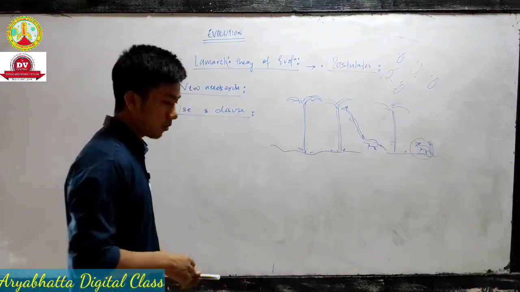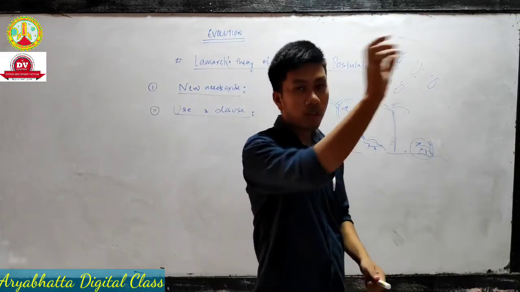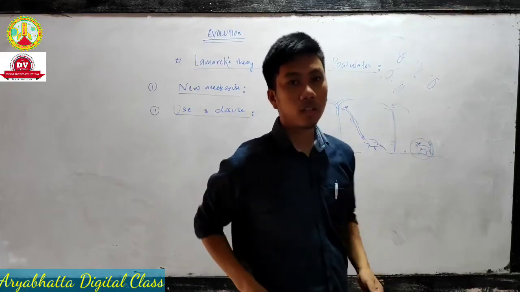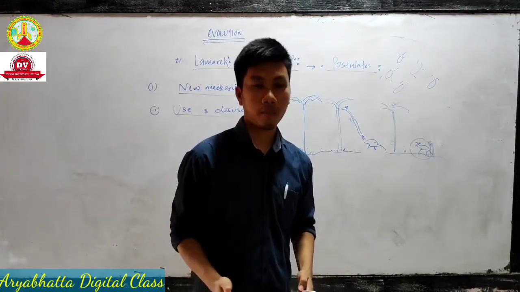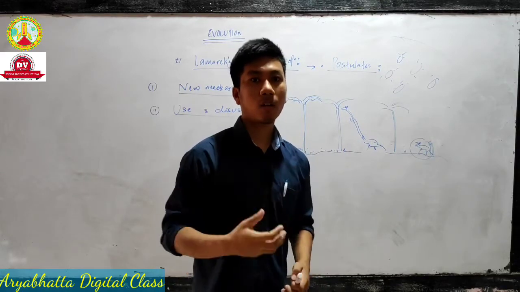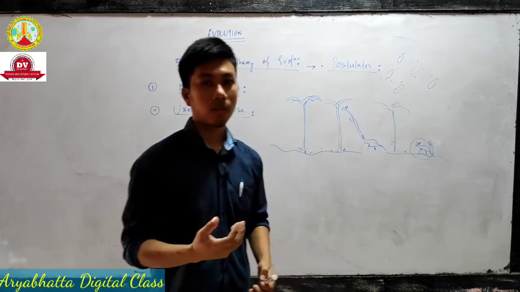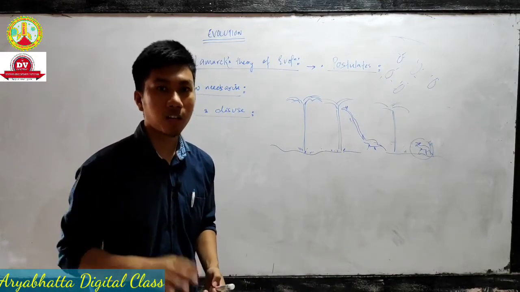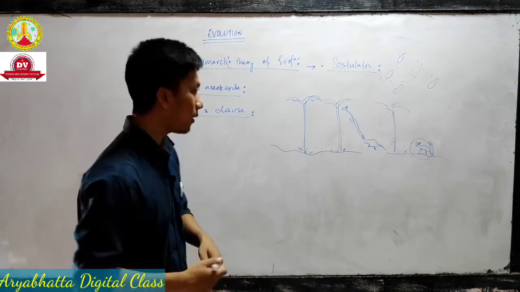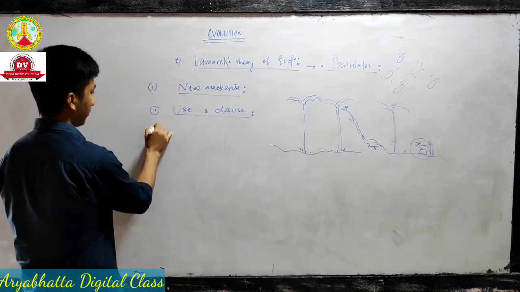Then the use and disuse. To feed on the leaves of the tall tree, they use their neck. So they keep stretching their neck all the time. That is the organ they use. And the organ which was in the original state is no longer in use and becomes disused. Understood? Okay. So that is the next postulate.